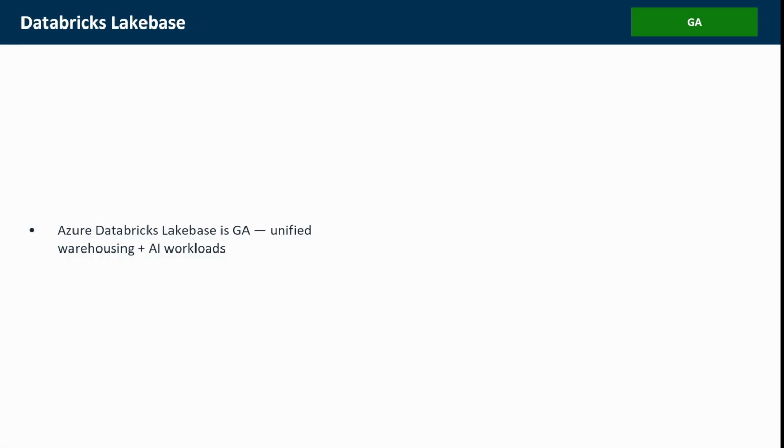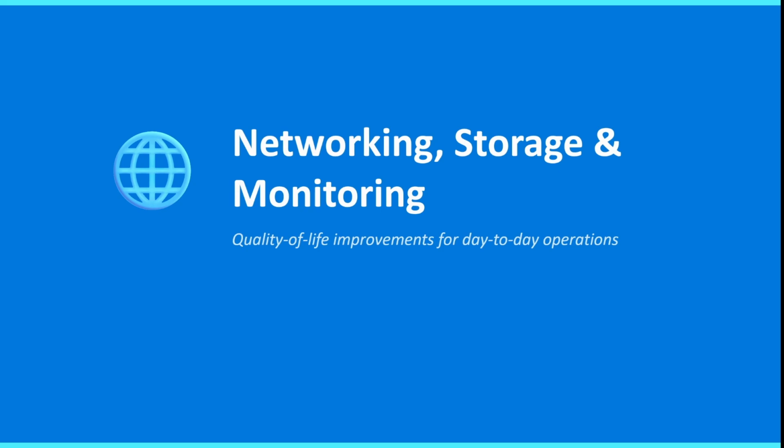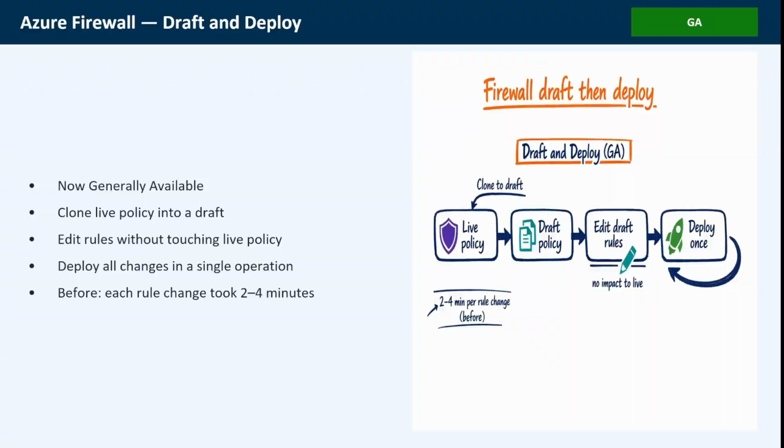And finally, Azure Databricks Lakebase is GA, giving a more unified shape for warehousing and AI workloads. Now for the supporting infrastructure, a few of these are very practical quality of life changes.